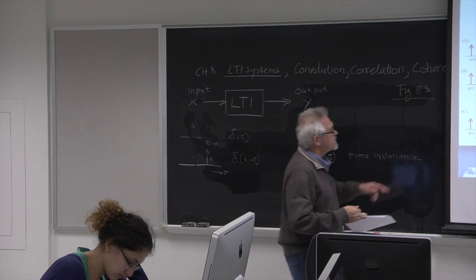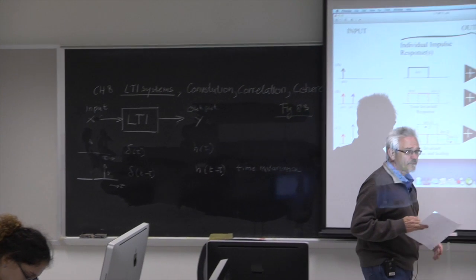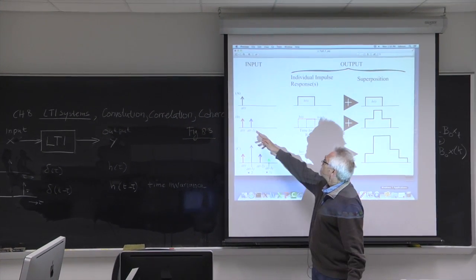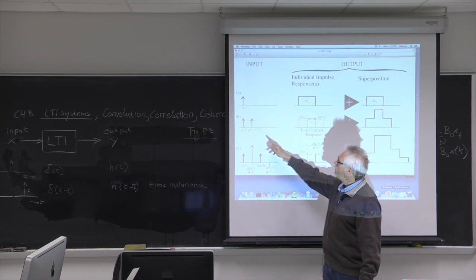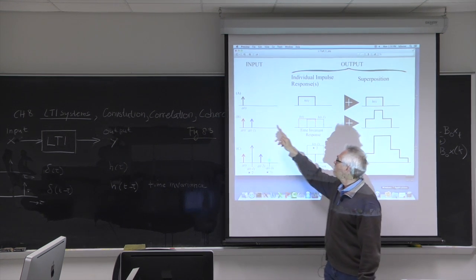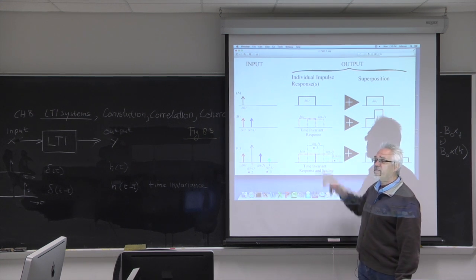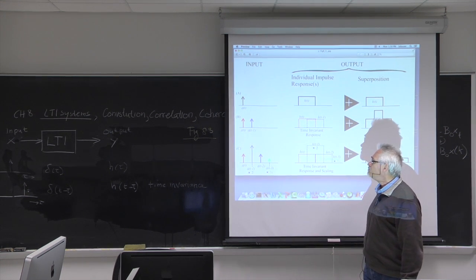And you can actually see that in the second line of this figure. You can see that if I have this pulse, it would give me this rectangle, but if it gives me the blue pulse here, it would give me the same rectangle, but it would be shifted in time.